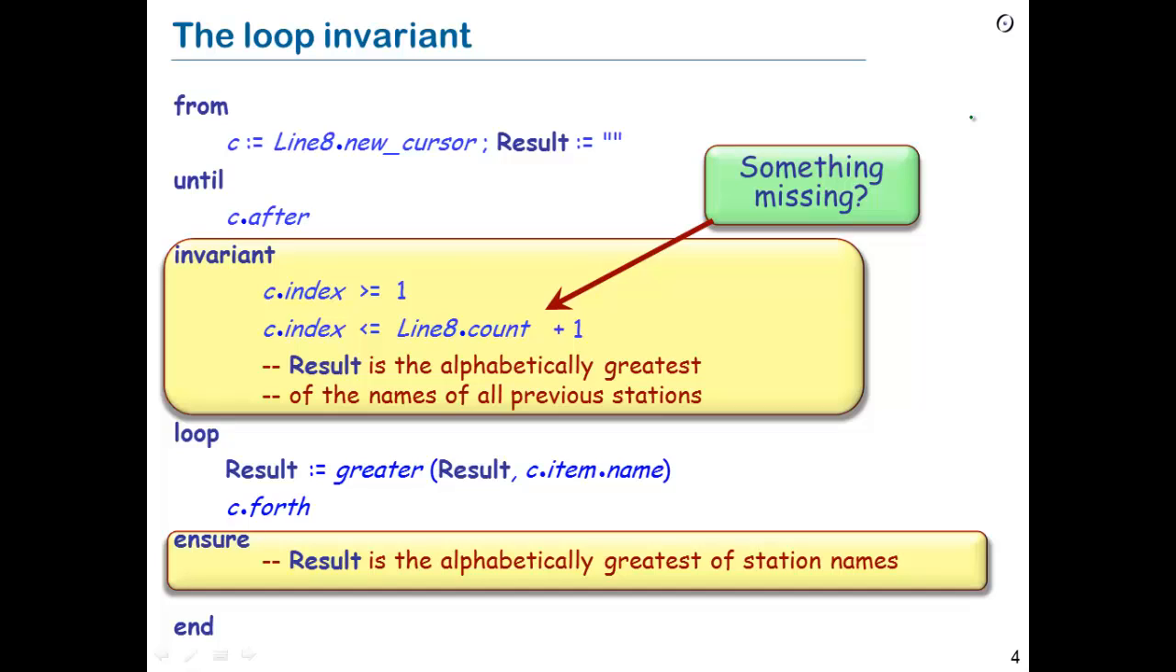Now the invariant as it is written is indeed correct, and more precisely it is what enables us to find out that the loop is correct, that it computes what it's supposed to compute, that is to say the alphabetically greatest of station names.